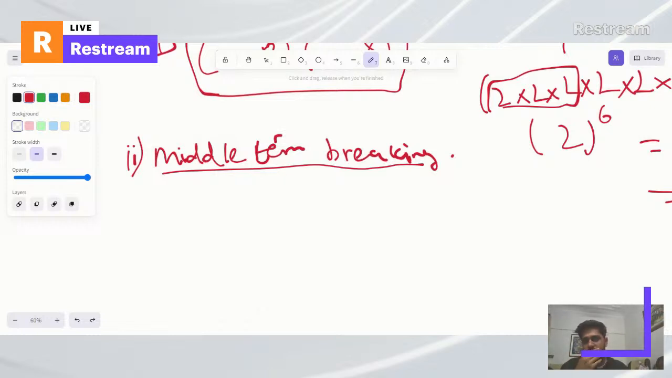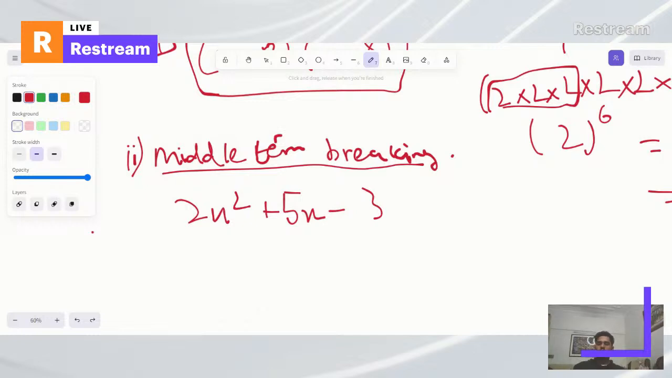If I have a quadratic expression like 2x squared plus 5x minus 3, what do I do with this? How do I do this? There are simple steps which I'm going to explain right now, and you're going to follow the exact same steps to reach an answer.